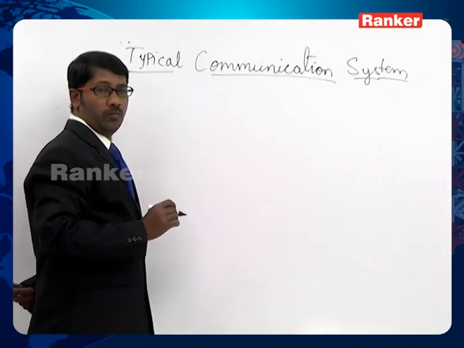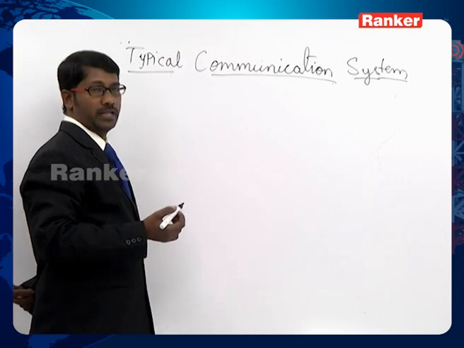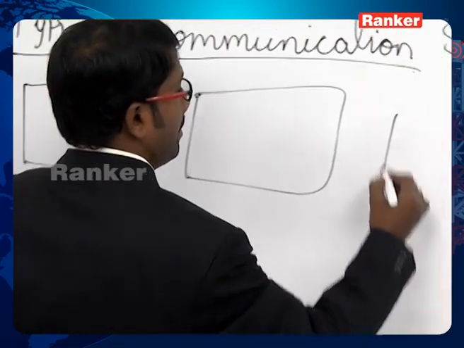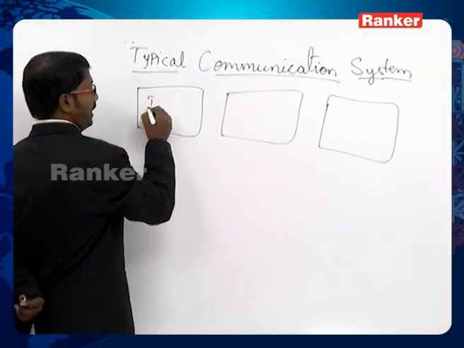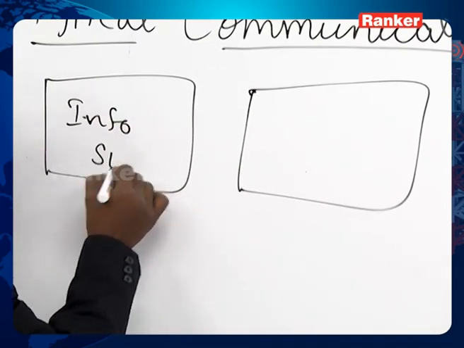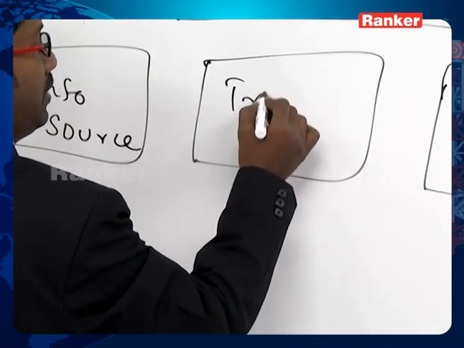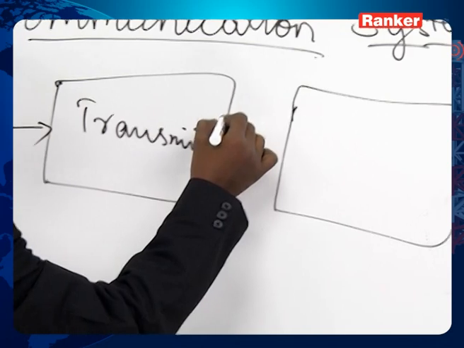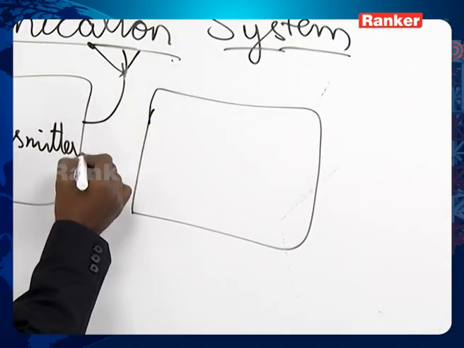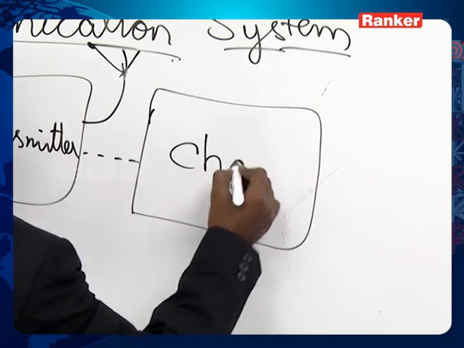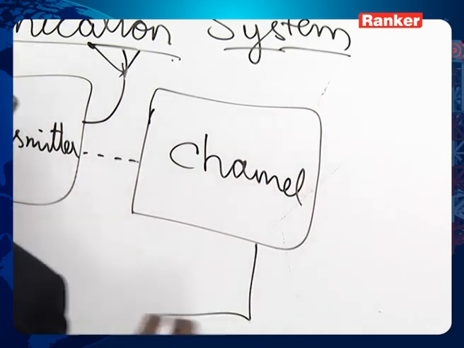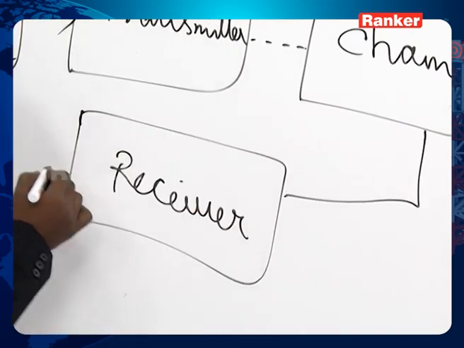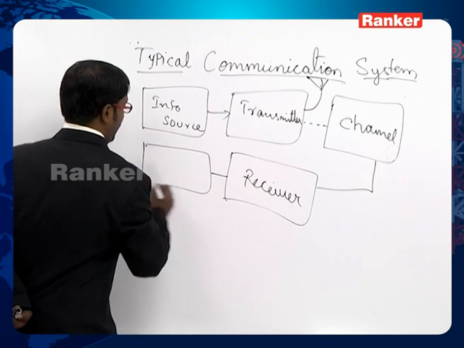Now let me continue from the part of modulation, whatever we have discussed in the previous session. As I said, I have an information source, I have a transmitter, then it has been channeled into the channel. I have a channel here, and then I have a receiver at the receiving end, and I have finally the destination.